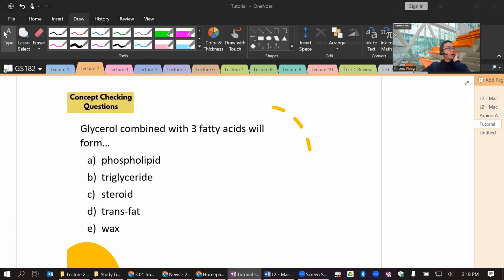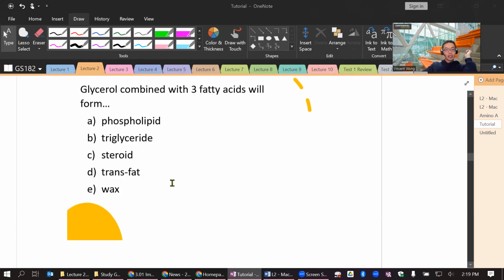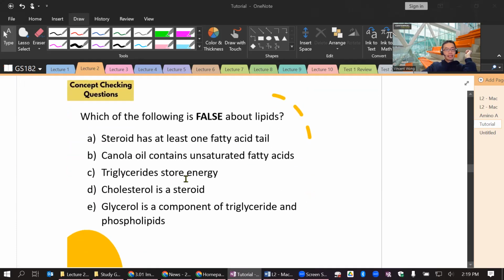Okay. Most people chose triglyceride. That would be correct. Phospholipid is glycerol, 2 fatty acids, and a phosphate head. Steroid is the 4 carbon rings. Trans fat is something that you get when you try to convert unsaturated fat into saturated fat. So the correct answer is the triglyceride. Okay, let's take a look at this one.